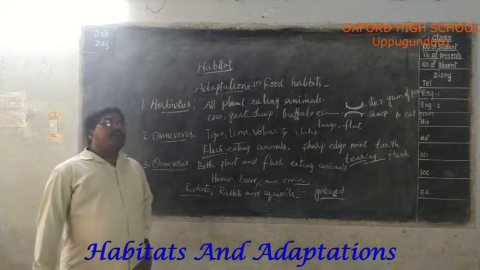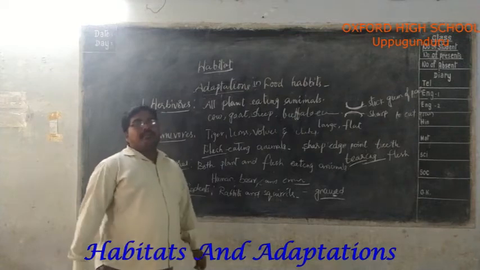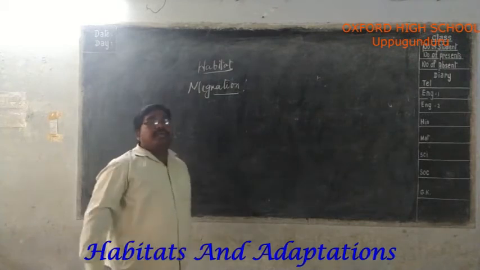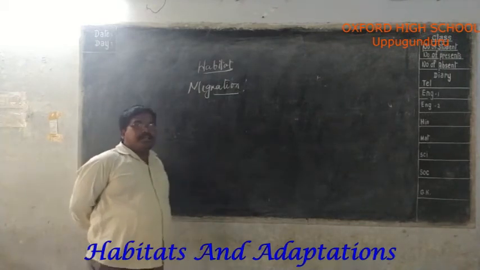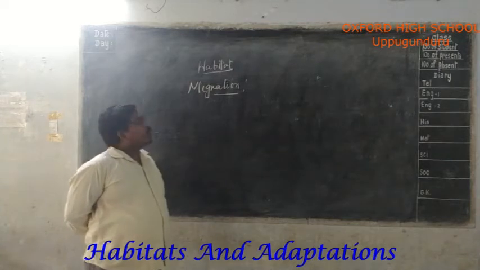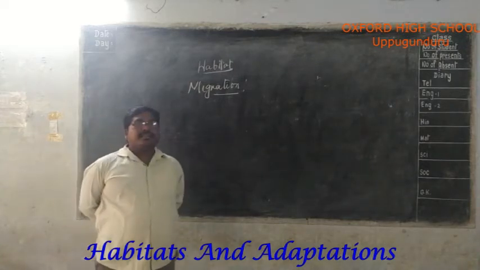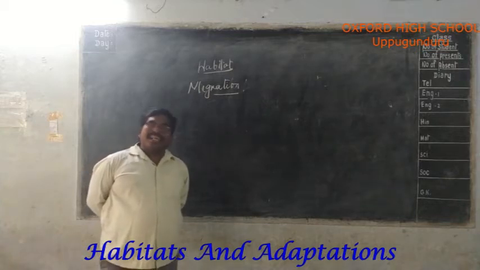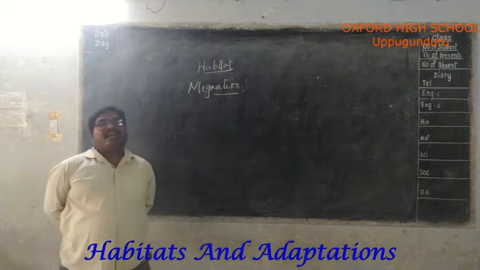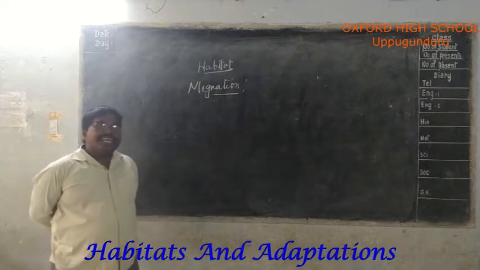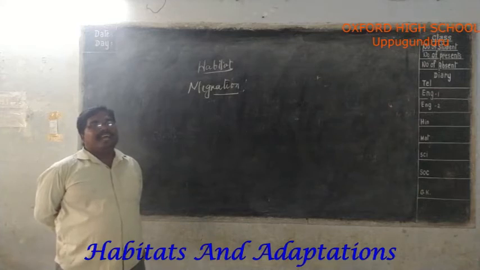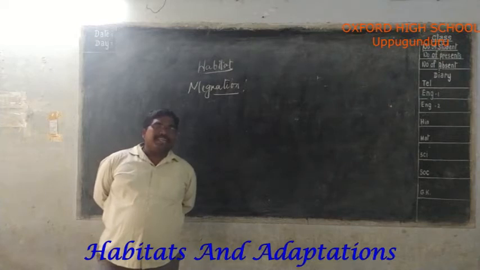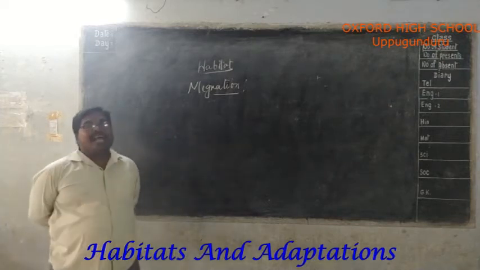Now I am going to explain another important topic about migration. Another important topic in the survival of an animal is called migration. What is migration? The animals have the ability to move great distances, especially for their food and for finding pleasant shelter, like a habitat.